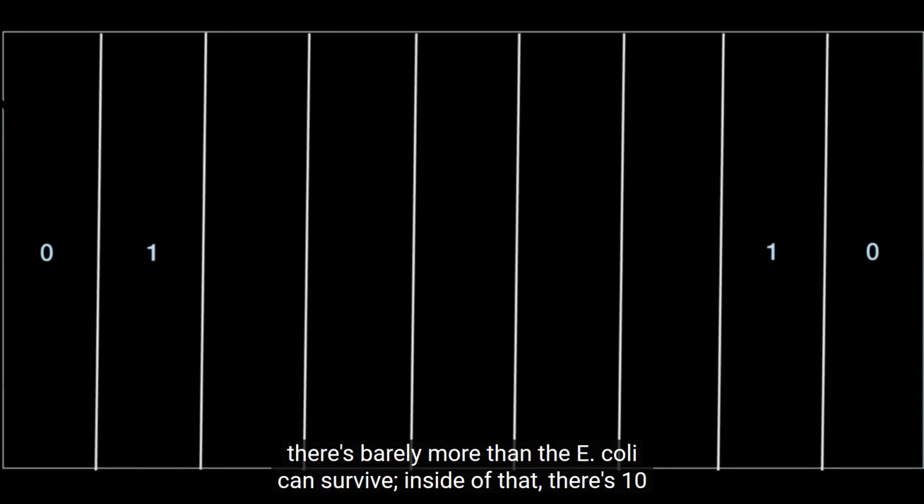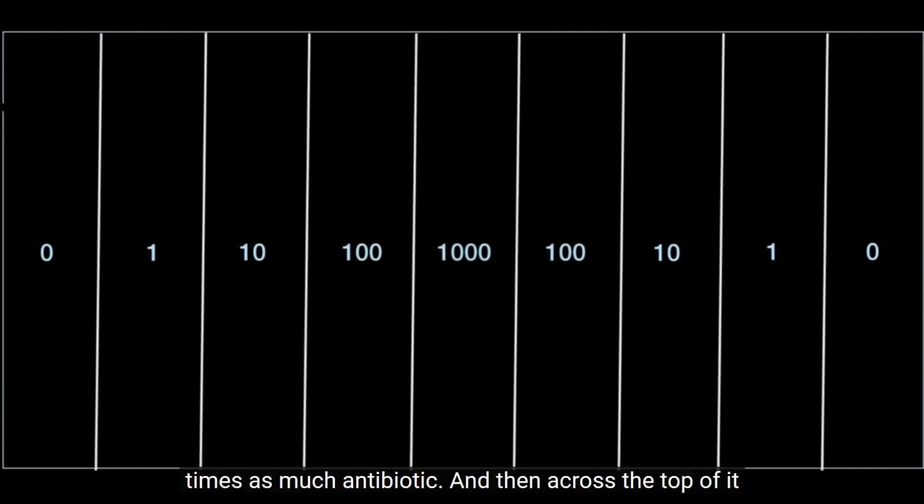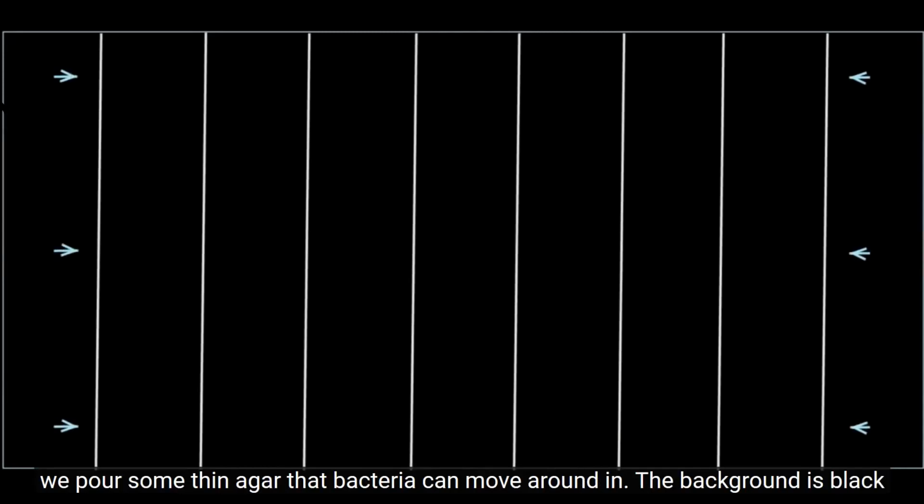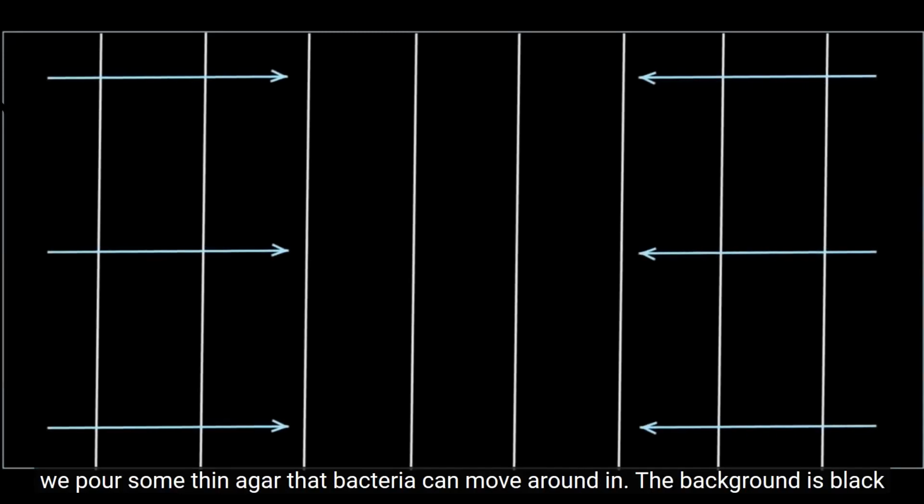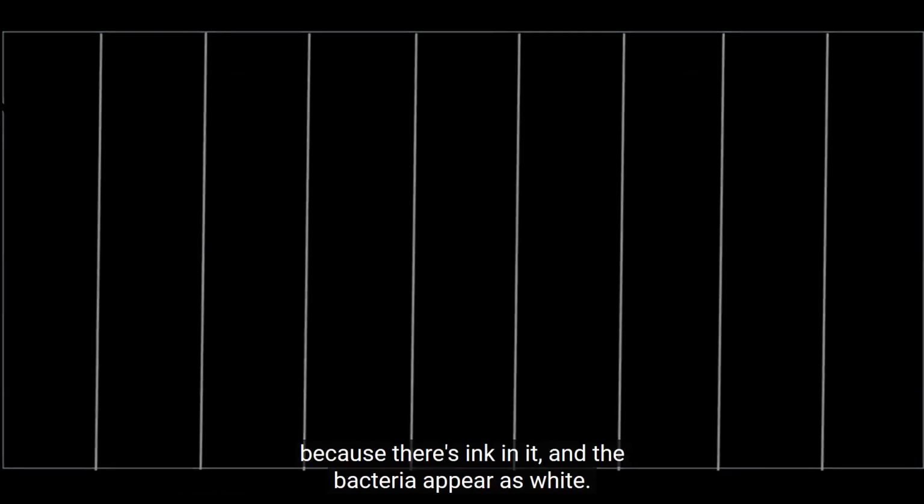coli can survive. Inside of that, there's 10 times as much, 100 times, and then finally the middle band has 1,000 times as much antibiotic. And then across the top of it, pour some thin agar that bacteria can move around in. The background is black because there's ink in it, and the bacteria appear as white.